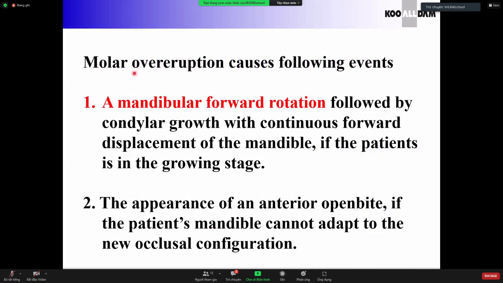What happens in molar over-eruption? There are two kinds of malocclusion. First, a mandibular forward rotation followed by condylar growth with continuous forward displacement of the mandible. If the patient is in the growing stage, this means class 3 malocclusion. Second, the appearance of an anterior open bite, if the patient's mandible cannot adapt to the new occlusal configuration.